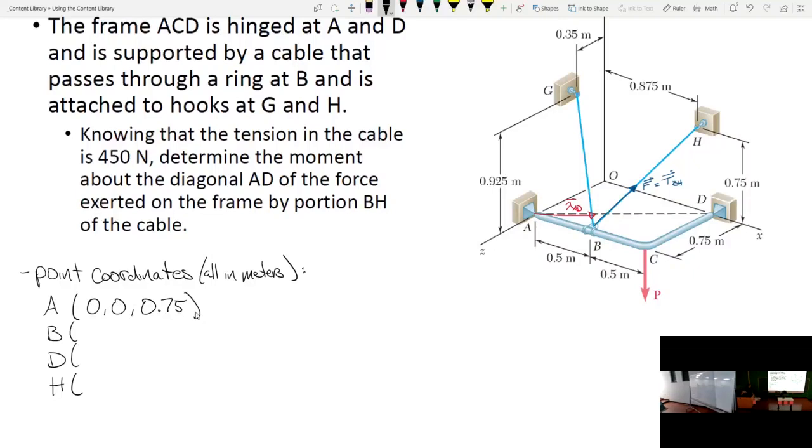All right. So how about point B? Somebody get me a coordinate for that. What's the X coordinate? 0.5. The Y coordinate? Yep. And the Z coordinate? All right. Now the D coordinate, what's X going to be? One. Y? Zero.